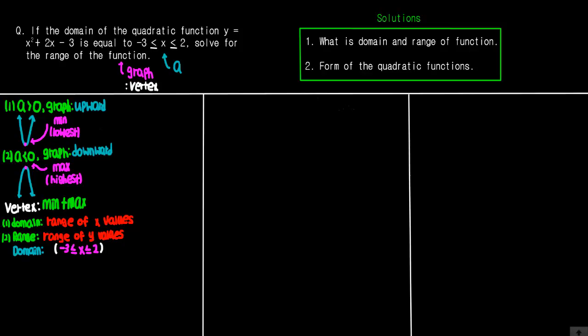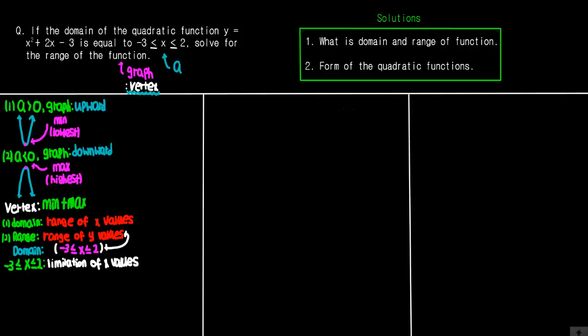And from this domain, we need to solve for the range of our quadratic function. And from that, we need to find the exact format of the graph of our quadratic function. So in order to find the graph of a quadratic function, we need to think about how to solve for the vertex. If you write our domain again, -3 less than or equal to x less than or equal to 2, this is a limitation of x values in our quadratic function's graph.